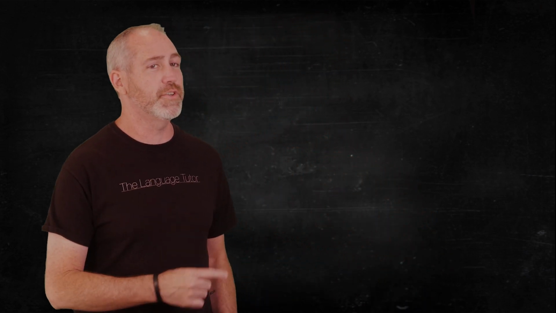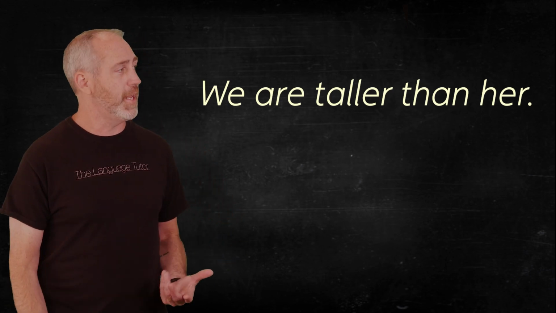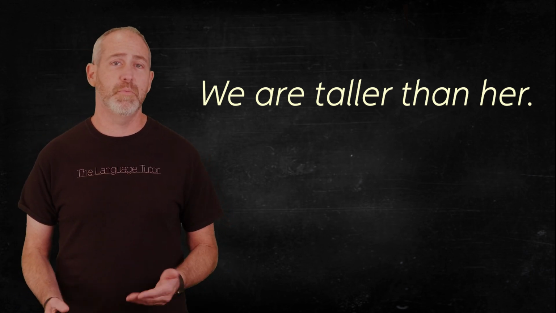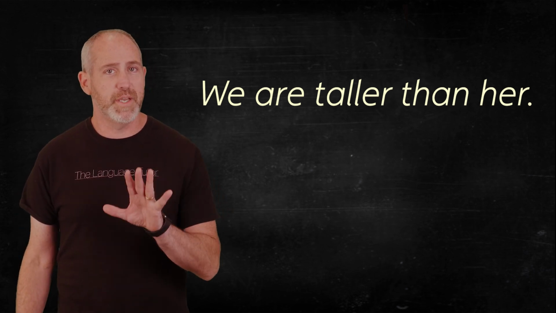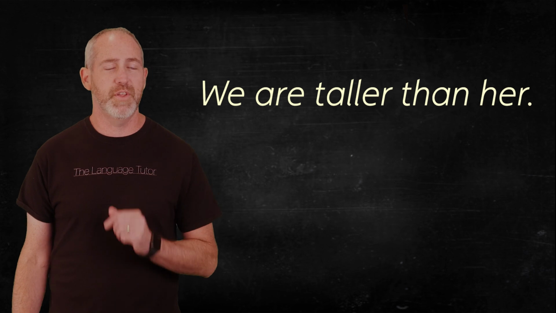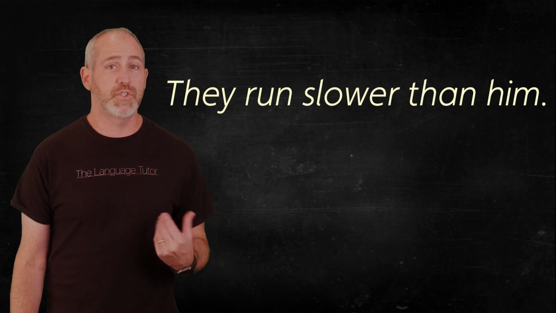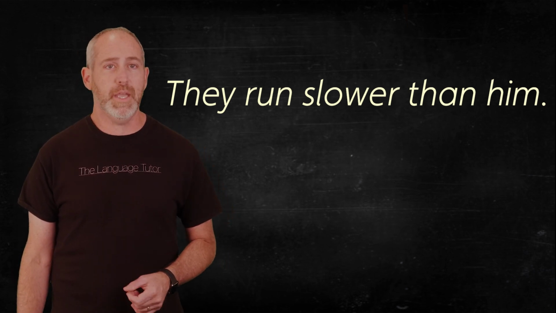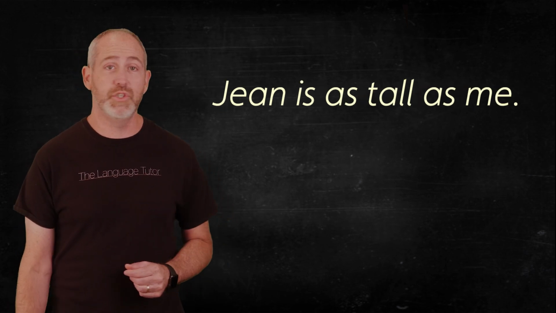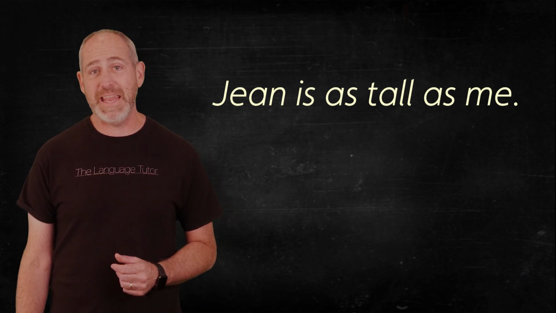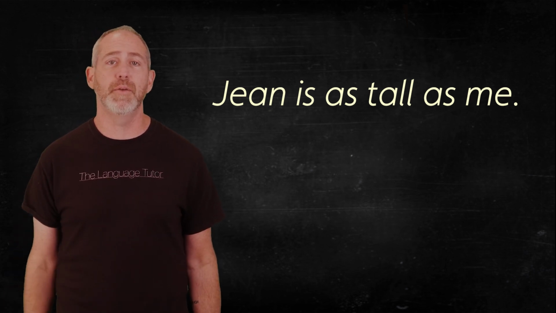Look at these sentences here. First of all, we are taller than her. So see, typically in English, we use the word "than" to do comparatives. We are taller than her, okay? There are some ways to do comparatives that don't use "than" but you'll see one of those in a minute. Now, here's another example. They run slower than him. Okay, that's another one using "than." Now look at this one that doesn't use "than": Jean is as tall as me. Okay, we're not using "than" but we're comparing Jean and we're comparing him to me.